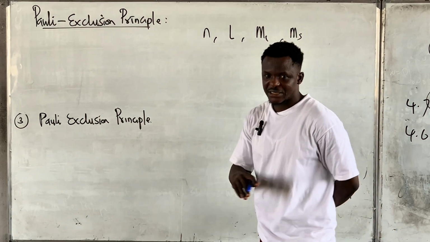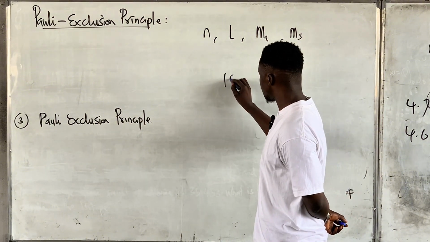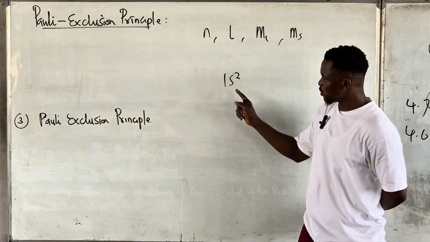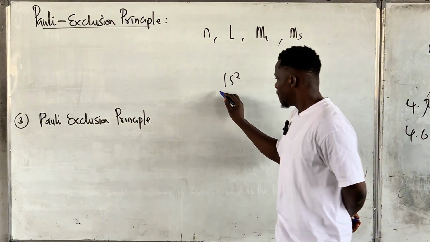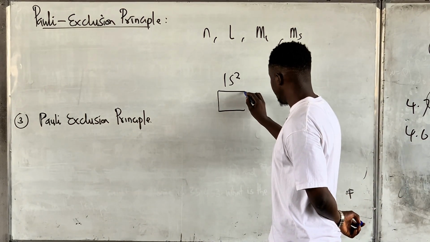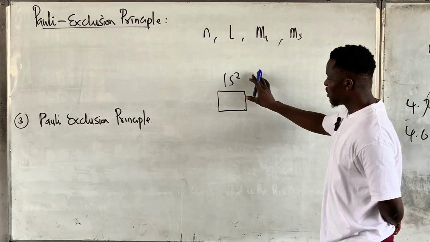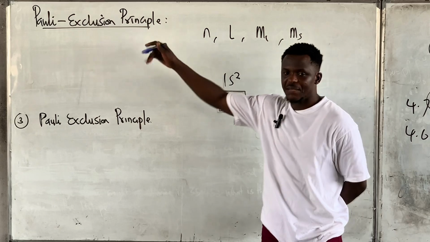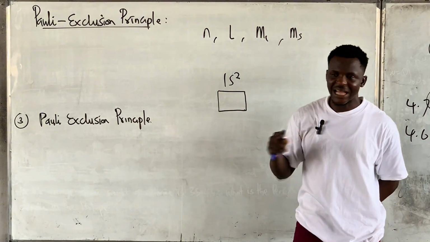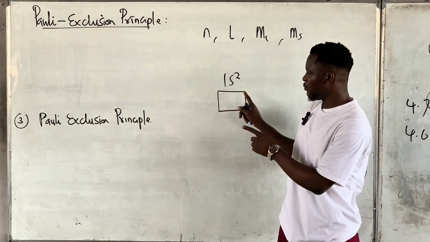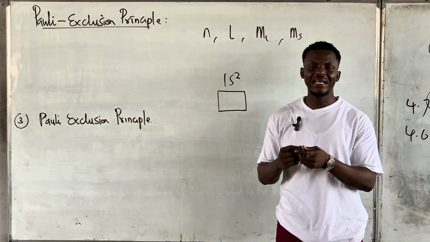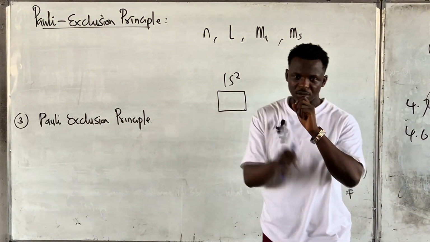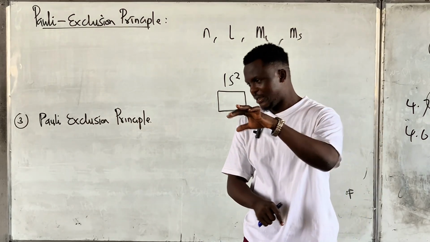Now let's assume, for example, I have 1s2. I want to start writing electronic configuration. The first one is 1s2, meaning that the first 2 electrons are inside this box. Please look up. I want to explain this now. This rule tells me that no 2 electrons... An orbital is basically a small box in an atom. Maybe in exams they ask you, what is an orbital? An orbital is a region in an atom where an electron resides.